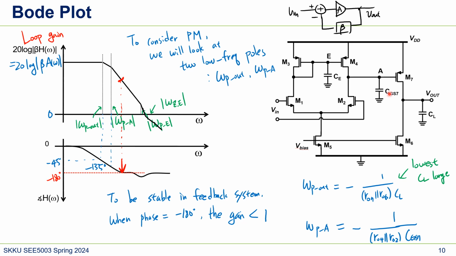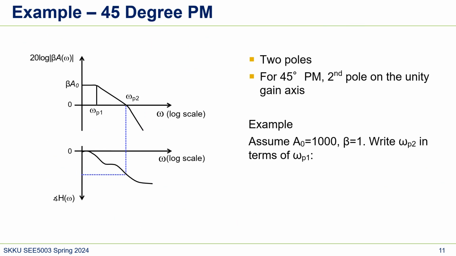So if you don't do anything here, these two poles are usually close enough, so it's not easy to make this system stable. So I'll say this system is unstable. Okay, so in the previous slide we said that the two-stage amplifier is unstable, and let's just review again the stable feedback system.